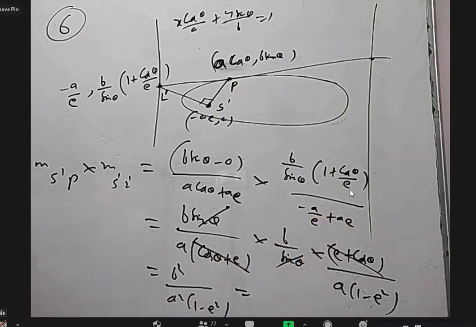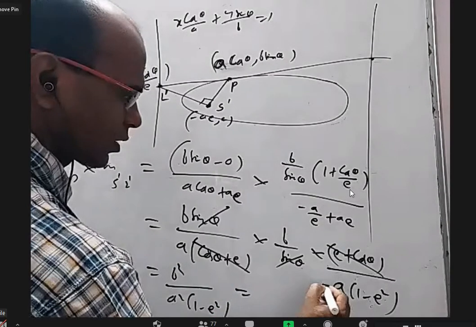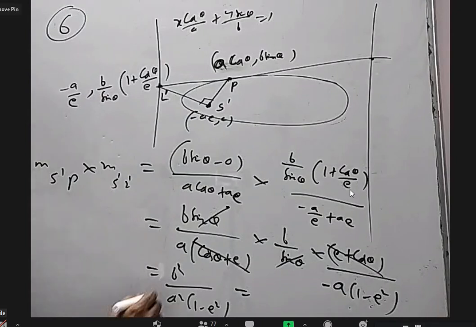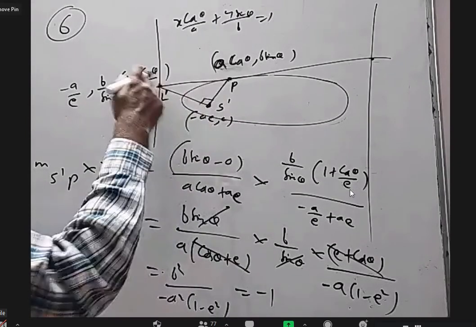What about the minus here? e square minus 1. e square minus 1. Yeah, so I should write a minus for that. So that is a minus here, which is minus 1, because this is b square by a square equals 1 minus e square. So product of the slopes is minus 1.